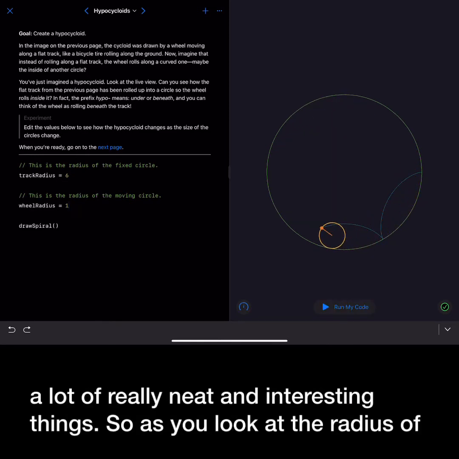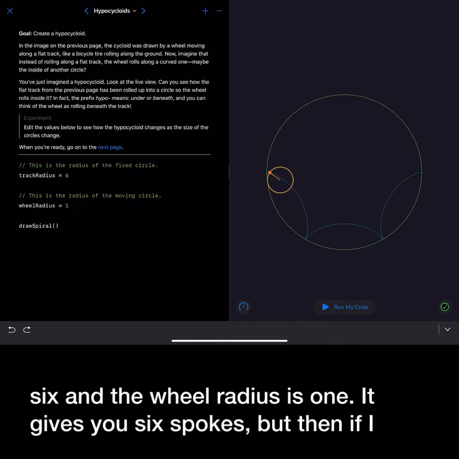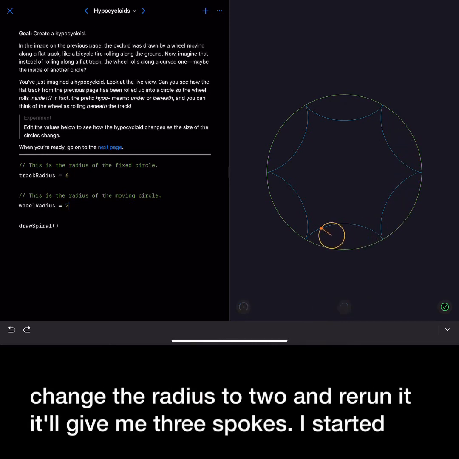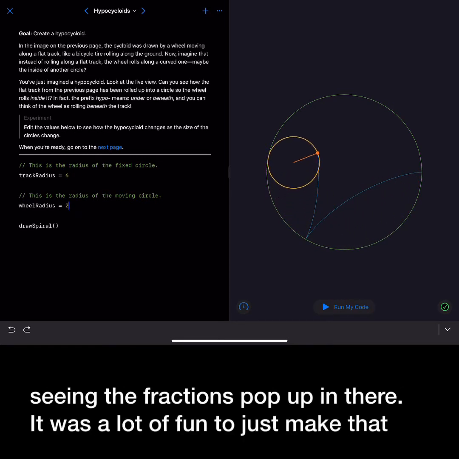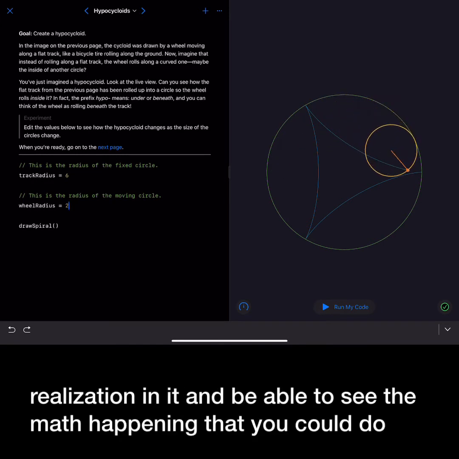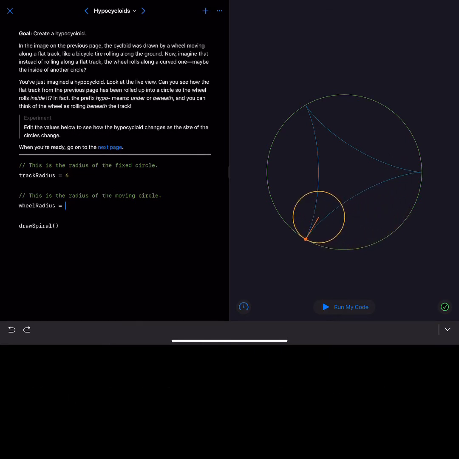things. So as you look, the radius here is 6, and the wheel radius is 1, and it gives you 6 spokes. But then if I change the radius to 2 and rerun it, it'll give me 3 spokes. And I started seeing the fractions pop up in there. And that was a lot of fun to just make that realization and be able to see the math happening, that you could do that.